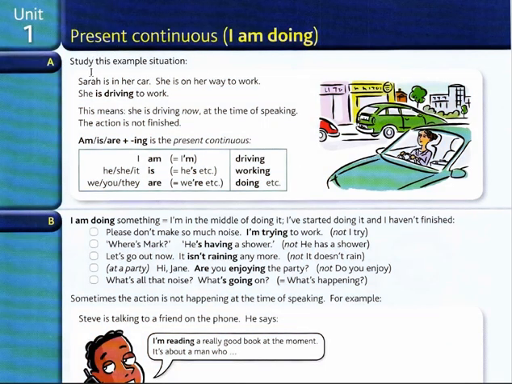For example, Sarah is in her car. What does she do? She is driving to work. She is driving, it means she's driving a car now, at the time of speaking. So when Sarah says I am driving a car, it means that I am driving a car now. At this time that I am speaking, I am driving a car. Sarah has started the action, but she has not finished.